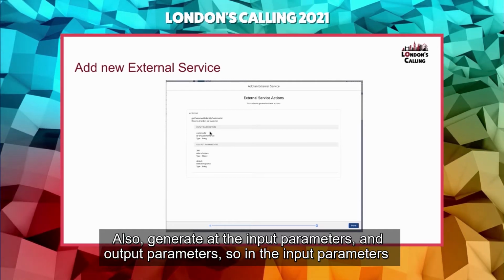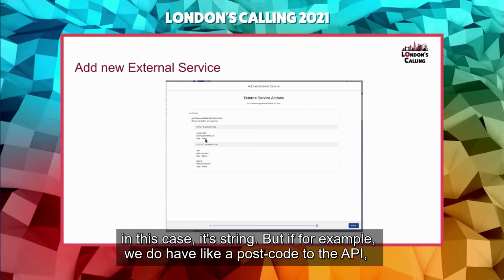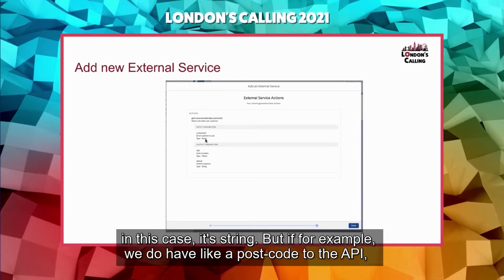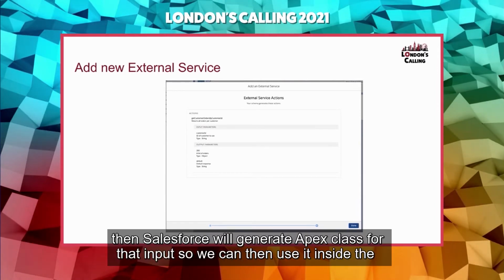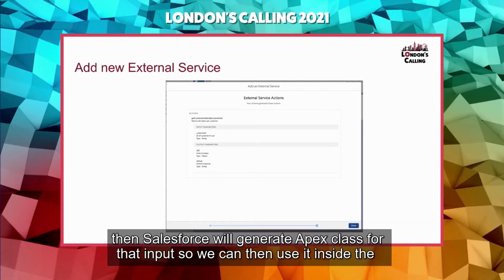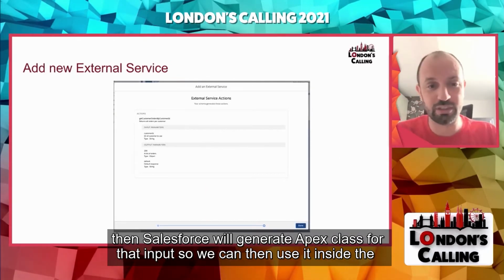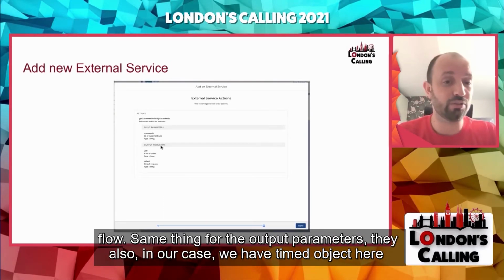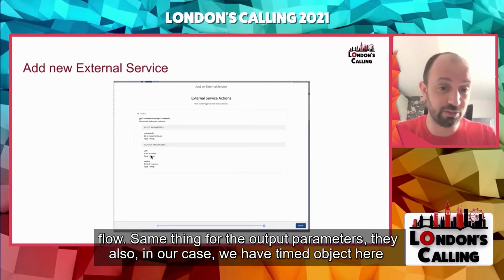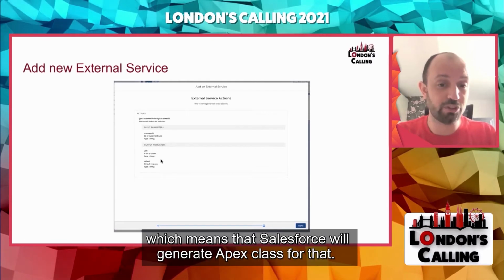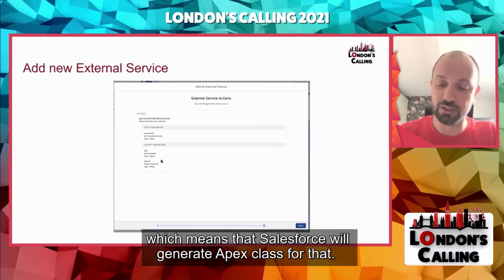The input parameter in this case is string. But if, for example, we do have a post call to the API and our input parameter is an object, then Salesforce will generate Apex class for that input, so we can then use it inside the flow. Same thing for the output parameters. In our case, we have type object here, which means that Salesforce will generate Apex class for that.